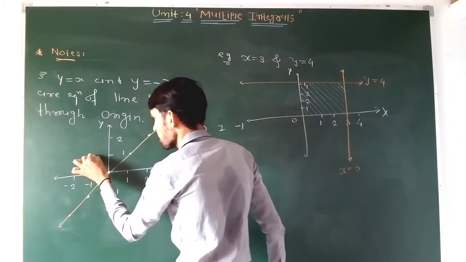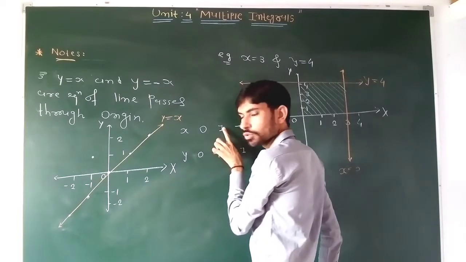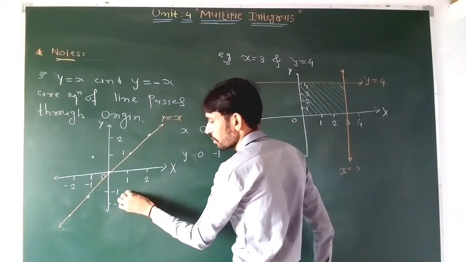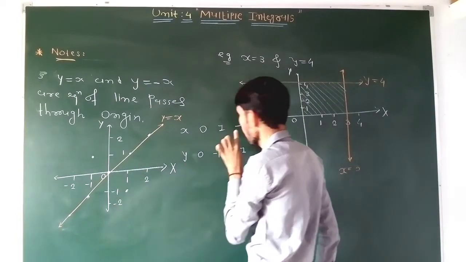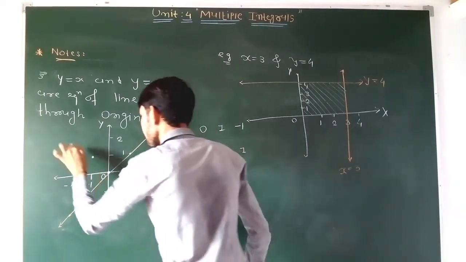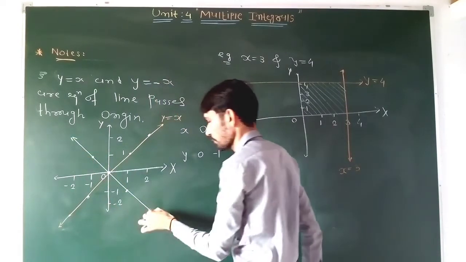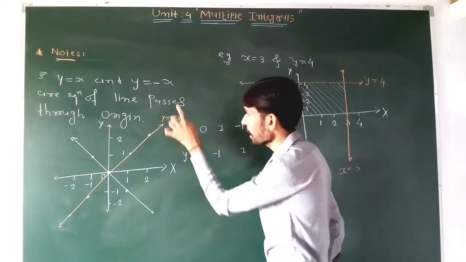So this coordinate is -1 1. This coordinate is 1 -1. So this is the equation of line y is equal to -x.